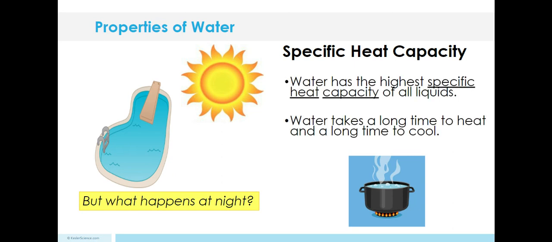Last topic we're going to cover today is the specific heat capacity. Specific heat capacity is a liquid's ability to take on heat and then hold on to that heat for a long period of time. And water happens to have one of the highest specific heat capacities of all liquids, which means it takes a long time to heat it up. But once you've heated it up and it's captured all that heat, it's going to hang on to that heat for a really long time.